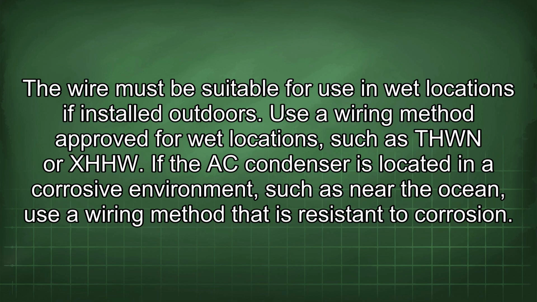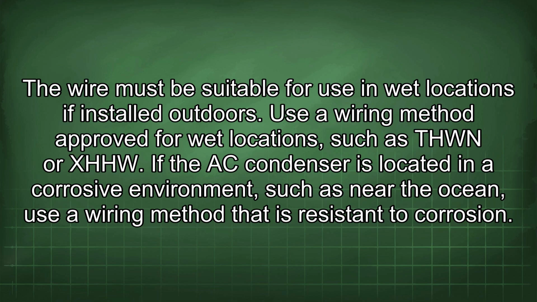The wire must be suitable for use in wet locations if installed outdoors. Use a wiring method approved for wet locations such as THWN or XHHW. If the AC condenser is located in a corrosive environment such as near the ocean, use a wiring method that is resistant to corrosion.